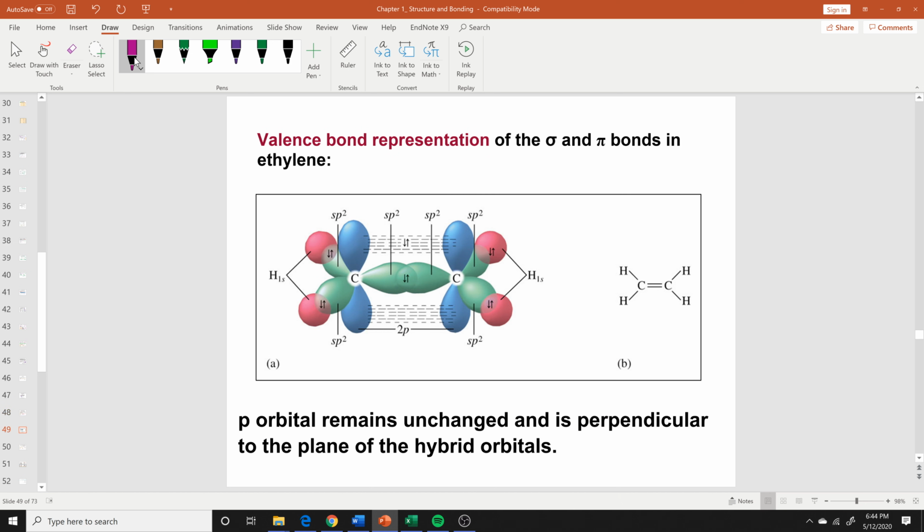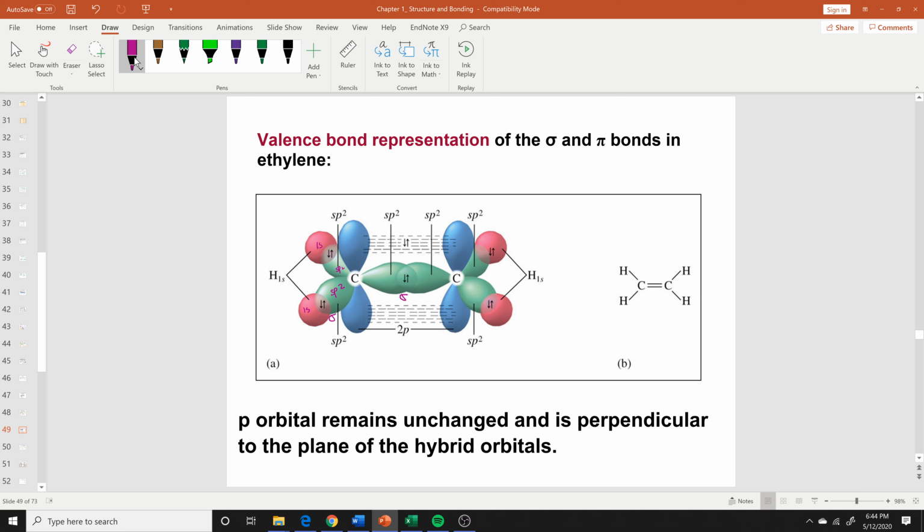So this is the valence bond representation. An alkene, ethene in this case, has the following. It has a sigma bond here. This is the overlap, the sp3, or sp2, I'm sorry, hybrid orbital of the carbon with the 1s of the hydrogen. This is the sp2 hybrid orbital of the carbon with the 1s of the hydrogen.